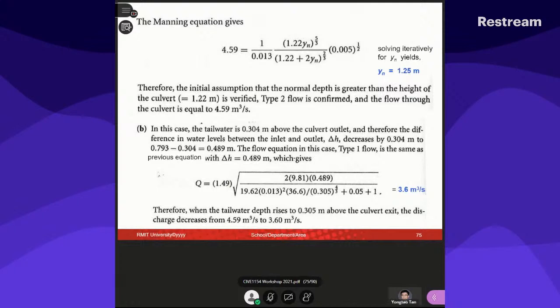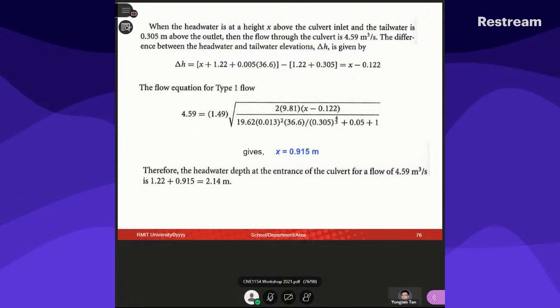So you can see that when the tail water depth rises to 0.305 meters above the culvert exit, the discharge rate decreases. So next, we need to make sure that the discharge rate is the same, with the tail water as given.